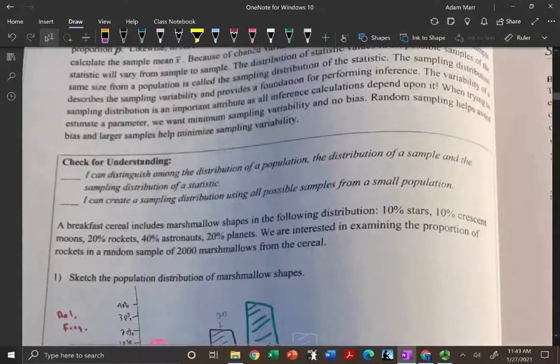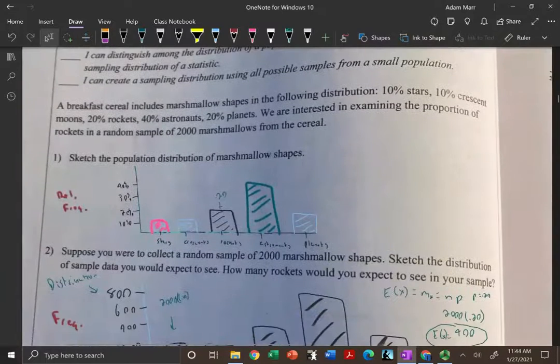All right, now we're on concept two. Right here, we're given a situation where a breakfast cereal includes marshmallow shapes. They had 10% stars, 10% crescent moons, 20% rockets, 40% asteroids, 20% planets. Interested in examining the proportion of rockets in a random sample of 2,000 marshmallows from the cereal. Sketch the population distribution. Okay, so right there, we made it as a bar graph.